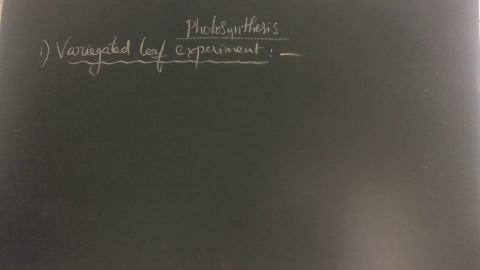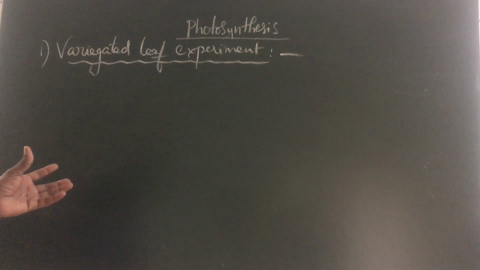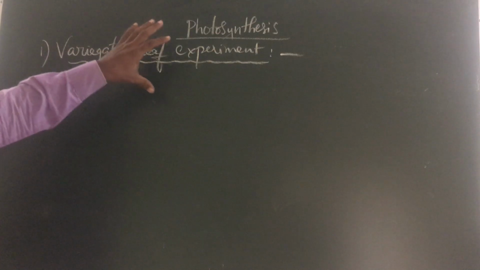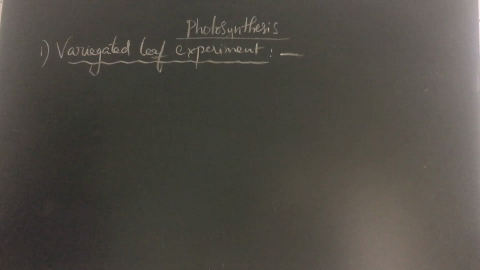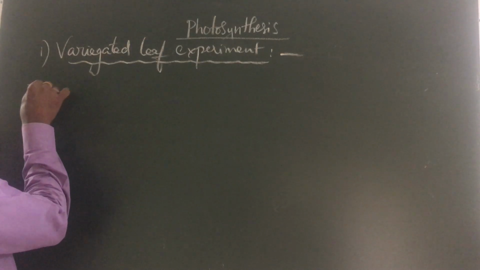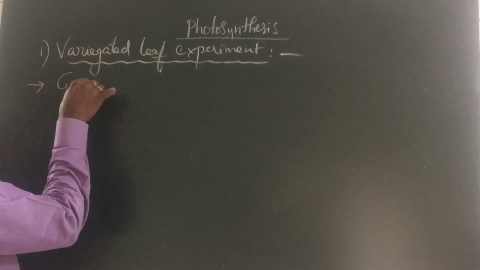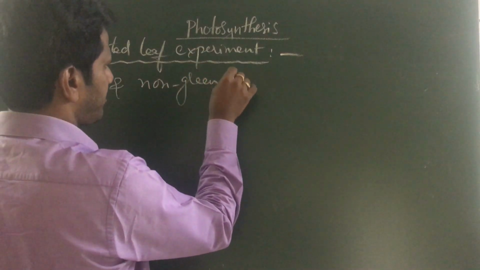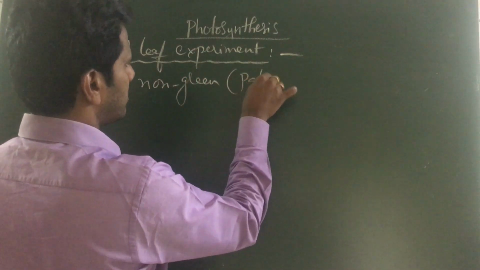Variegated leaf experiment. So what is this variegated leaf? Variegated leaf meaning is it is partially green and non-green. The leaves which are having spots, green and non-green. The green and non-green part of the leaf is called a variegated leaf.